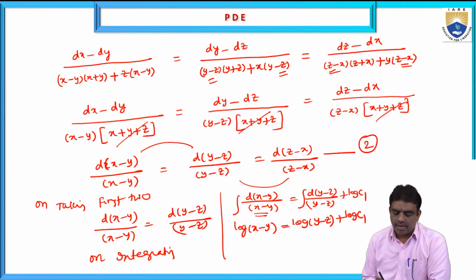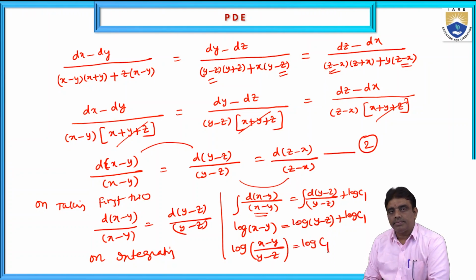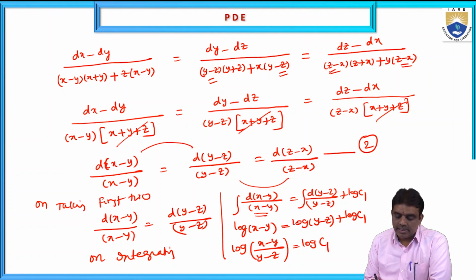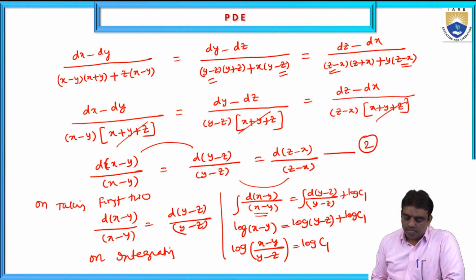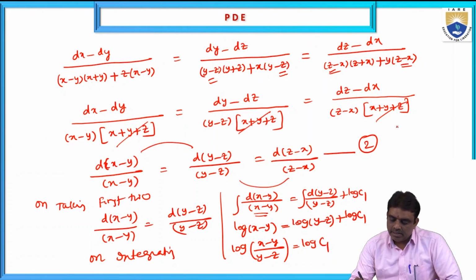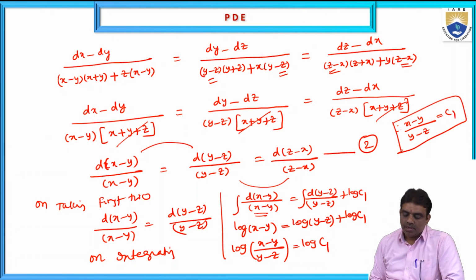I hope this is clear. Or I can write log of x minus y by y minus z is equal to log c1. Log m minus log n, that is log m by n, that is equal to log c1. Or I can write it as, on taking out log on both sides, you will get x minus y by y minus z is equal to c1. This is the first independent solution.